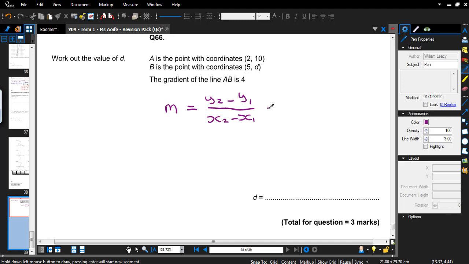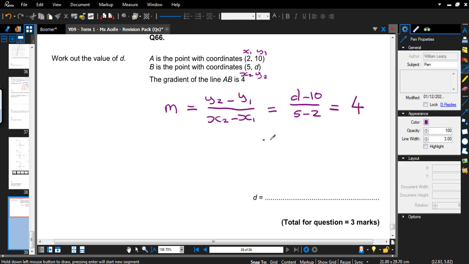All right, let's rock and roll. I'm going to say this is x1, y1 and this is x2, y2. How imaginative. So y2 minus y1 is d minus 10 over 5 minus 2 equals 4.